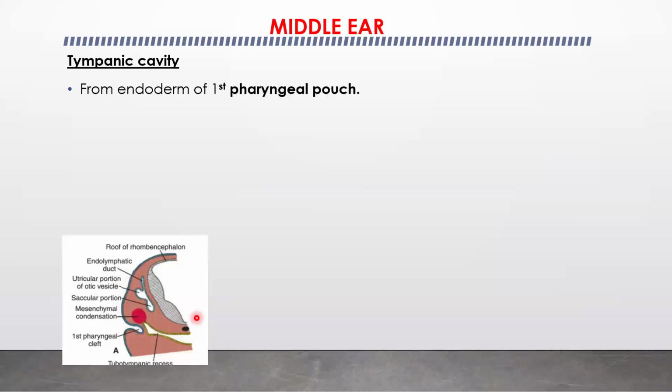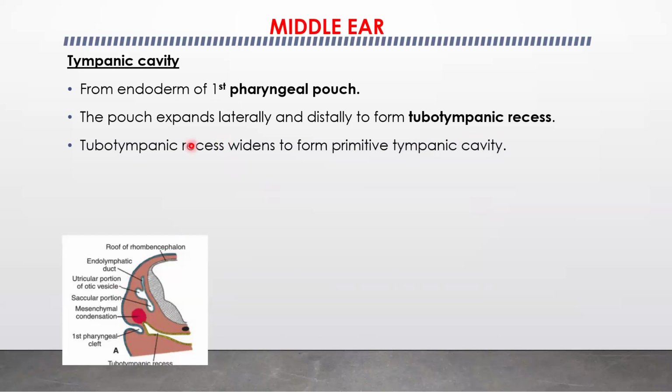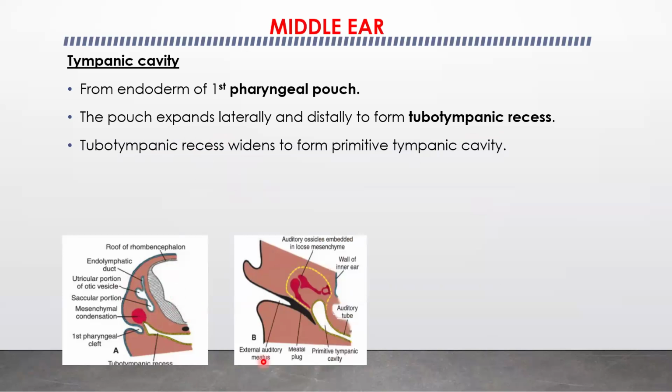How? So we'll have now the first pharyngeal pouch, giving us this tubotympanic recess. So the pouch expands laterally on the outer part, and then distally it will expand outwards to give us the tubotympanic recess. After having this tubotympanic recess, what will happen is that this tubotympanic recess will widen. It will widen, and you can see in this slide, the tubotympanic recess, it will widen.